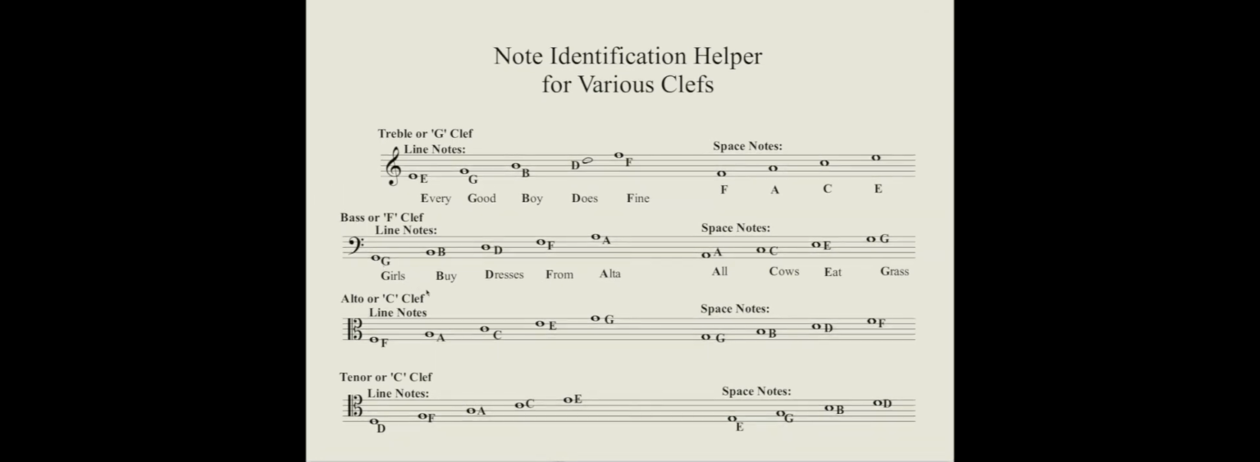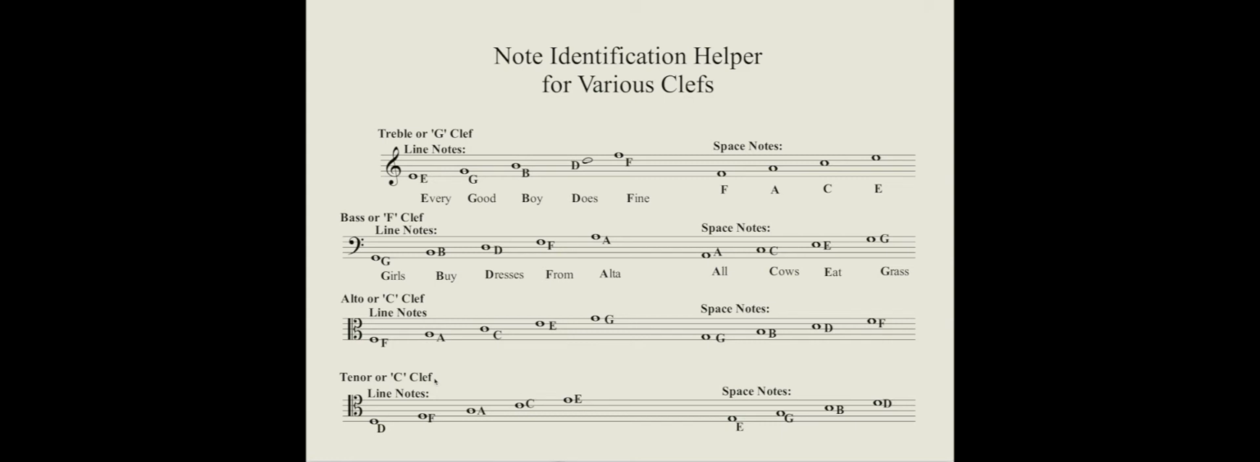Bass clef, we look at this and we could say, well, this is an interesting sentence: "Girls Buy Dresses From Alta." So it gives you G, B, D, F, A. And then the spaces, A, C, E, G: "All Cows Eat Grass" is something you could use. You can make up different ones too for these, like alto and tenor. I don't really have one, but I want you to work on both of these clefs.